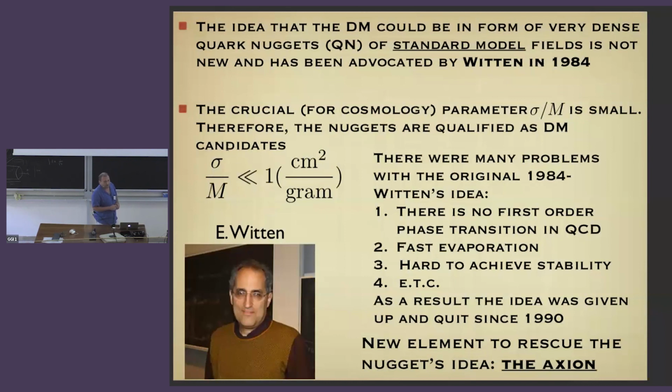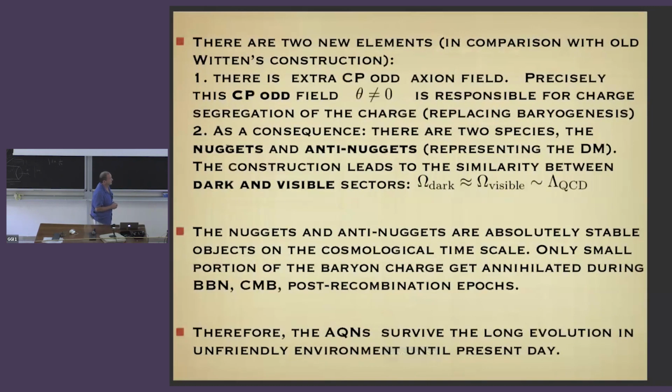Nevertheless, there is a new part of the story. It's related to the axion. So essentially, the point is the following. There are two new elements when the axion field is included. And in this case, there is a CP violating part of the story when theta is non-zero. And the second new element, in comparison to what Witten discussed in the 80s, is that it could be not necessarily nuggets, it could be anti-nuggets, but as long as these anti-nuggets are just normal conventional quark matter, they could be absolutely dark matter.